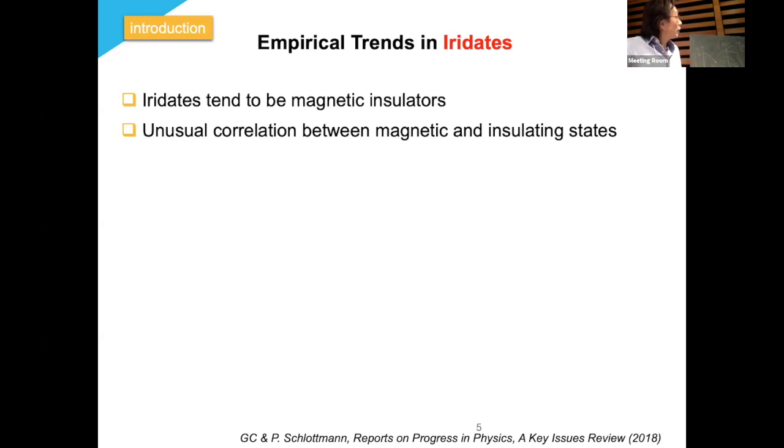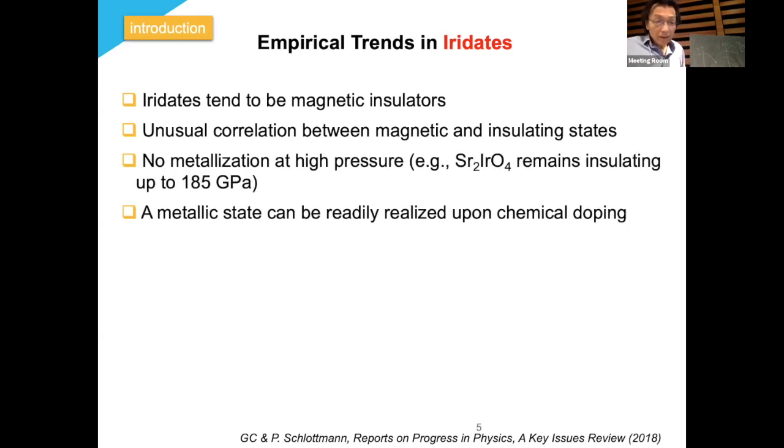But with a couple of exceptions, almost all iridates are magnetically ordered and insulating. And there is also an unusual correlation between the magnetic and insulating states, which I'll come back to later. One other outstanding feature is that these materials do not metallize easily at high pressure.